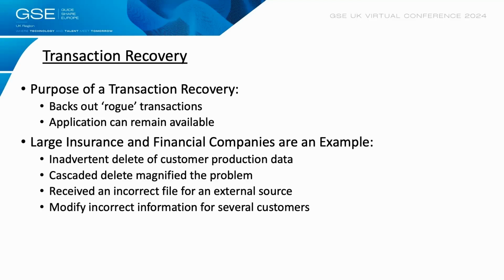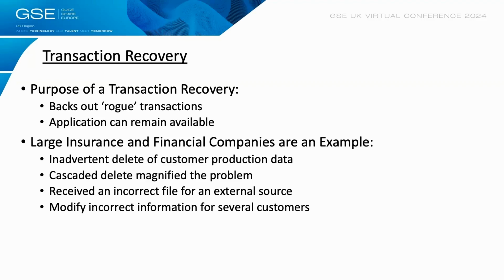It might then do an update, raise a price of something, that then cascades through to warehousing and invoicing, etc. And you found that that's wrong, and you've got to back it out, and then you've got to work out where everything else is going. So it depends how quickly you find when the corruption occurred. So again, examples: inadvertent delete of customer production data, where cascade deletes have magnified the problem.